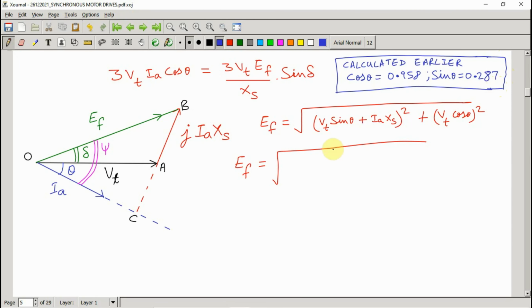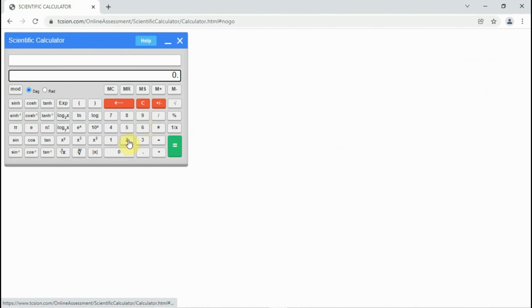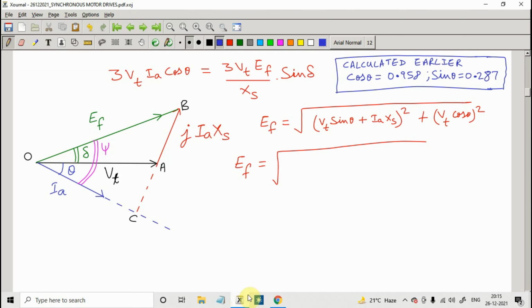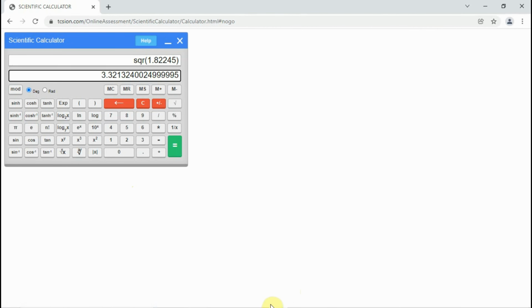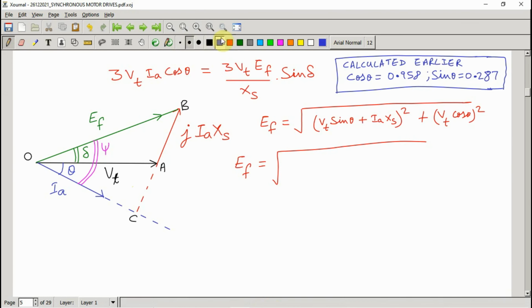Now you have to multiply this by Vt, which is 6.35, in kilovolt. So 0.287 for sine theta multiplied by Vt, 6.35. Now I have to square it. If I square it, it is coming 3.32.